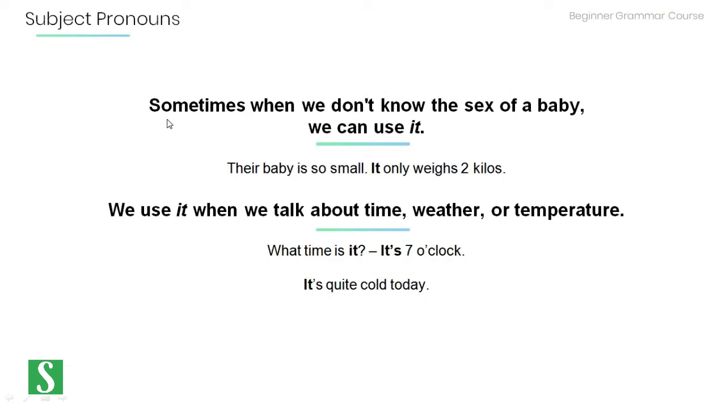And sometimes, when we don't know the sex of a baby, we can use it. For example, their baby is so small. It only weighs 2 kilos. We also use it when we talk about time, weather, or temperature. For example, what time is it? It's 7 o'clock. It's quite cold today.